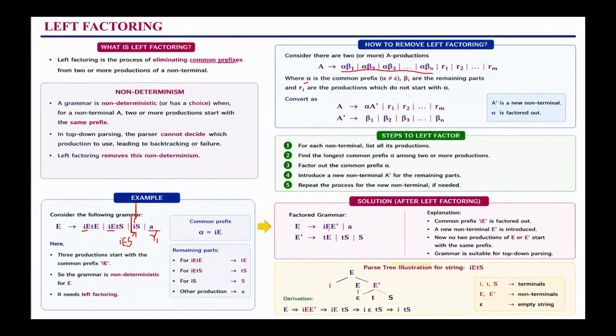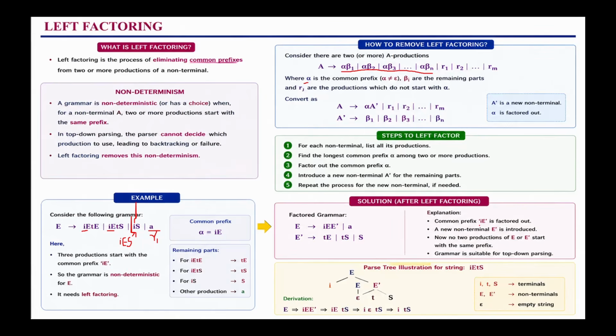A tends to alpha. What is alpha? iE. A tends to alpha A dash. So here E tends to alpha, that is iE E dash, followed by the rest of the production. So here E also tends to a small a, that is the terminal a, include that here. Now write the production for the new symbol E dash. E dash tends to, we have to write all the betas here. What are the betas that we have? tE, tS, S, that's it.